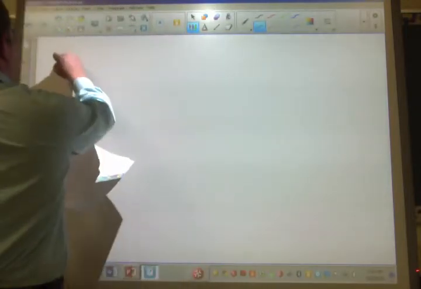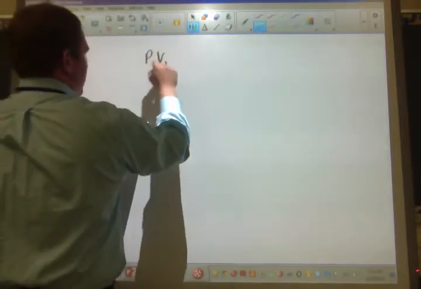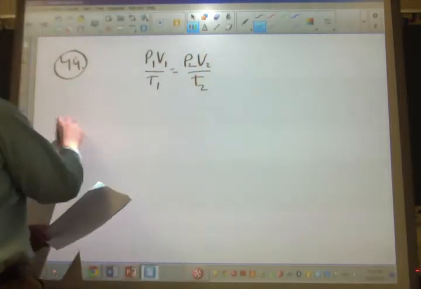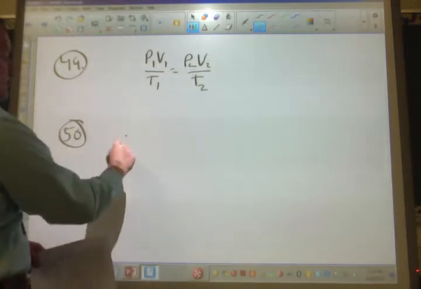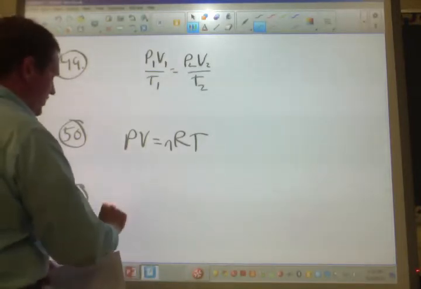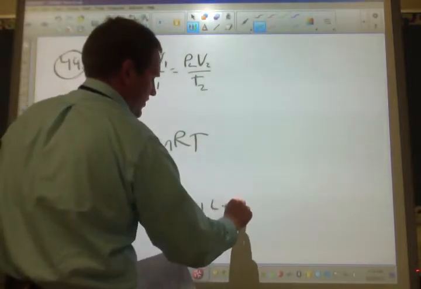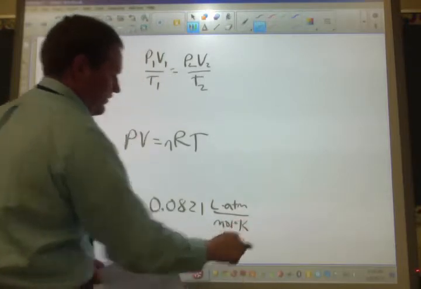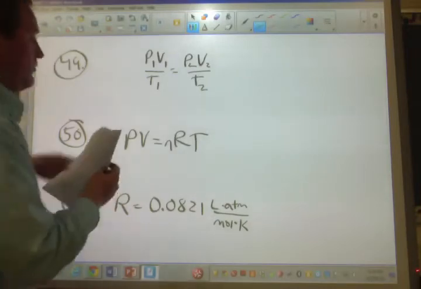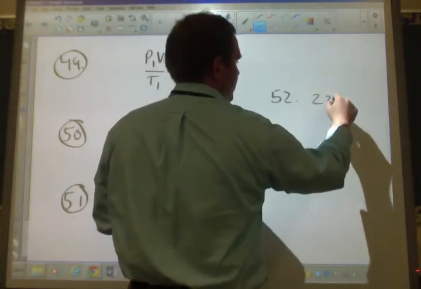Number 49, combined gas law is P1 V1 over T1 equals P2 V2 over T2. Number 50, ideal gas law, PV equals nRT. 51, R equals 0.0821 liters atmospheres over moles Kelvin. Alright, well, let's do this one right here. 52. Again, at STP, 1 mole of any gas is 22.4 liters.